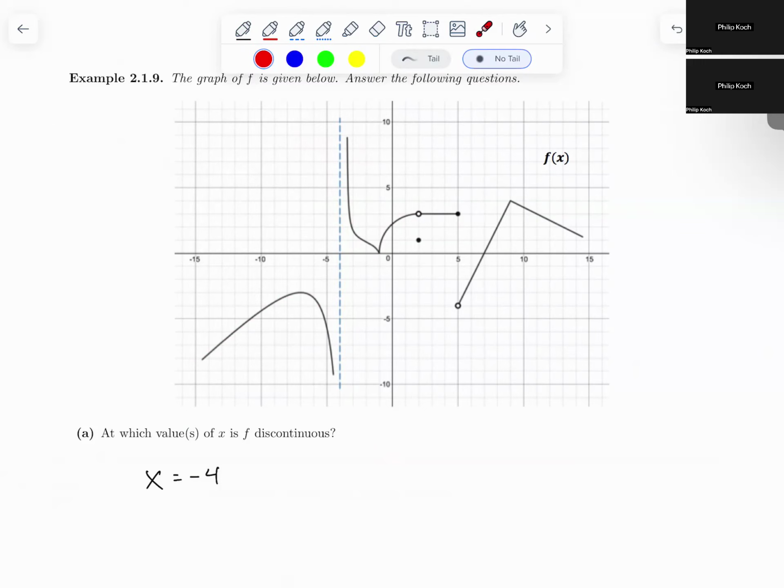Then what? -1 is a point of continuity, but it's not differentiable. And then +5. And those appear to be the only values. And let's just add arrows to make sure it's very clear. So those are the only 3 points of discontinuity.